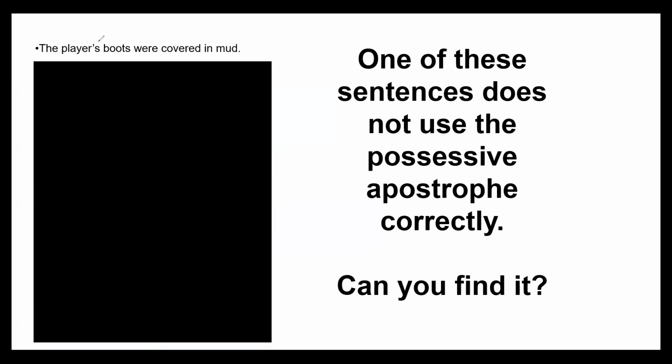But for now, guys, read the word before the apostrophe, yeah? So there's the apostrophe. Read the word before it. It says player. So the boots belong to the player. So it's the player's boots were covered in mud. Just one player, yeah? Okay, let's move on to the next one.